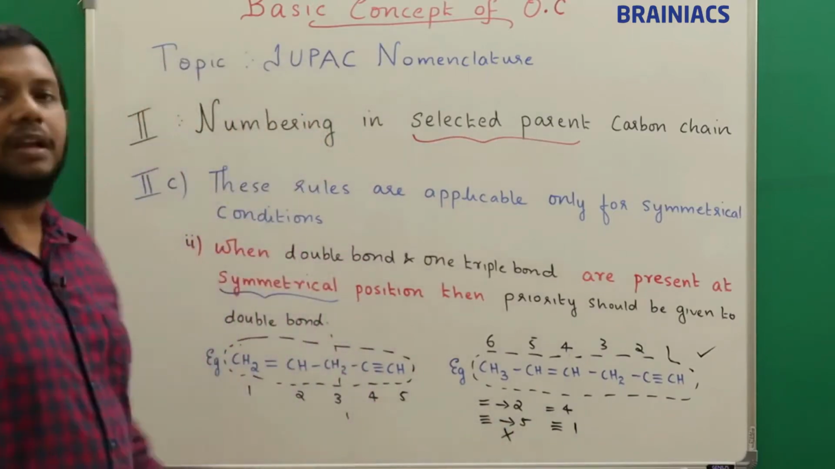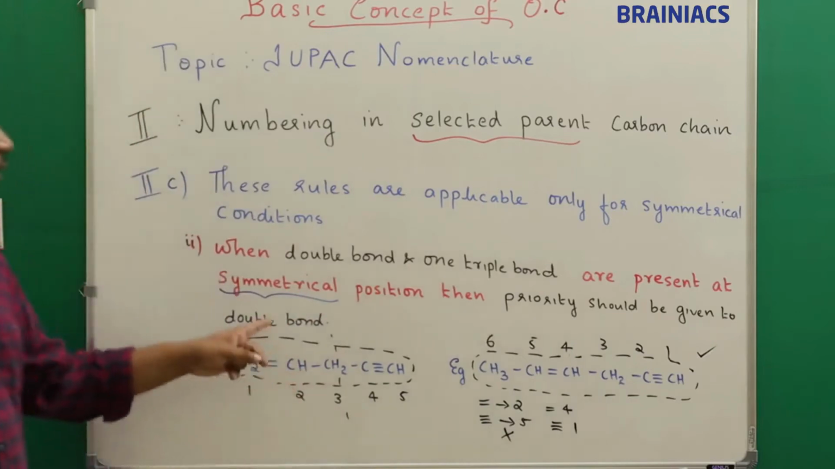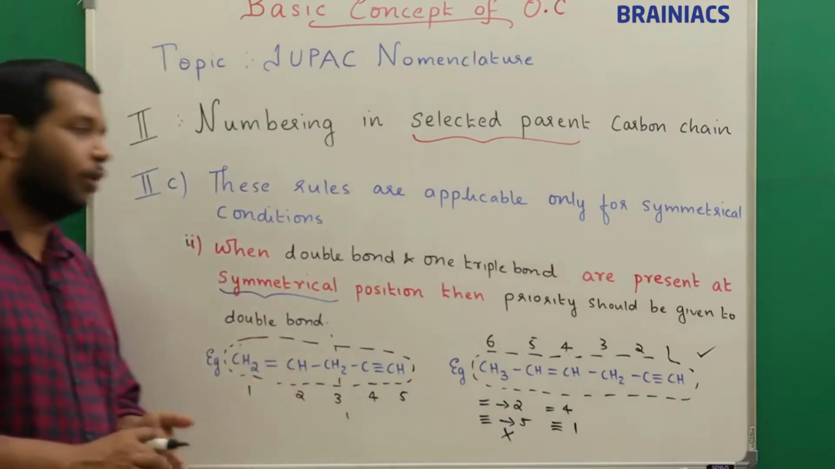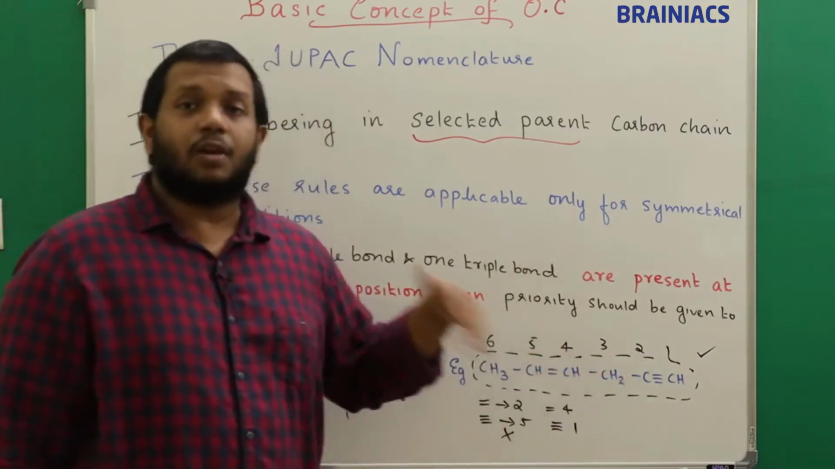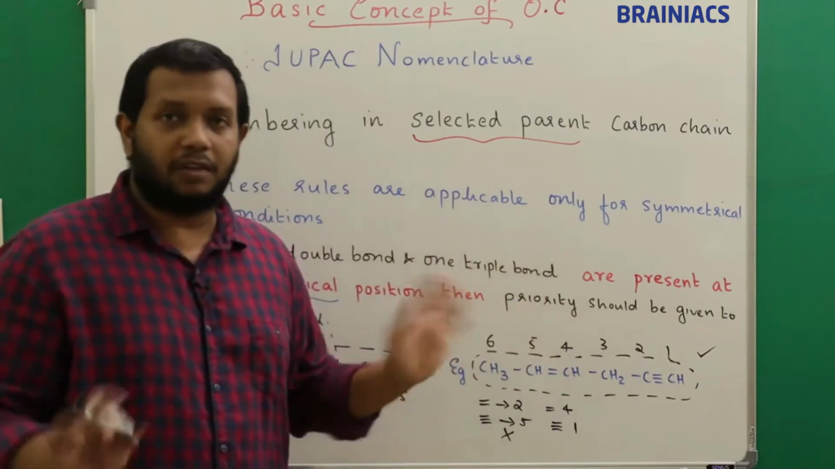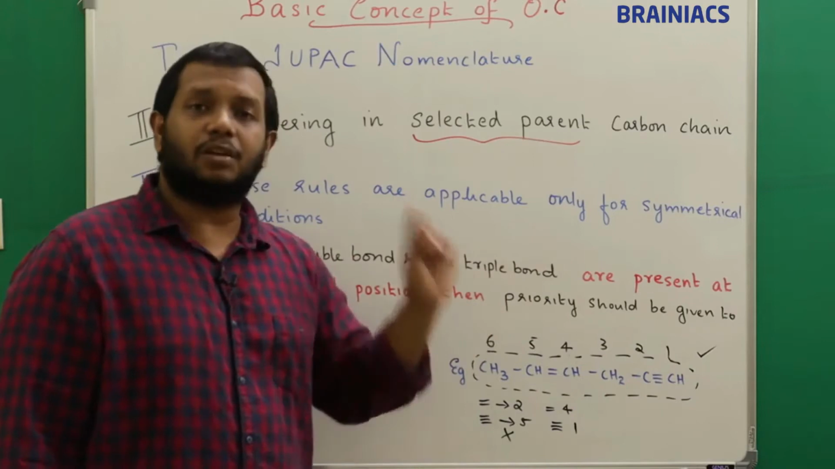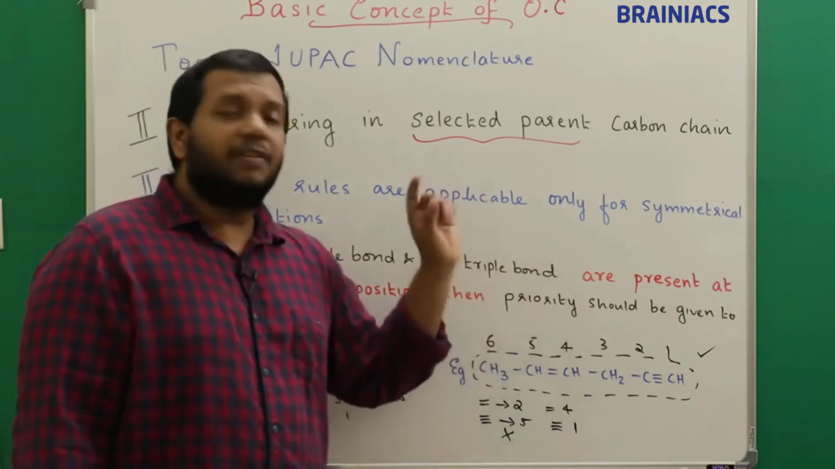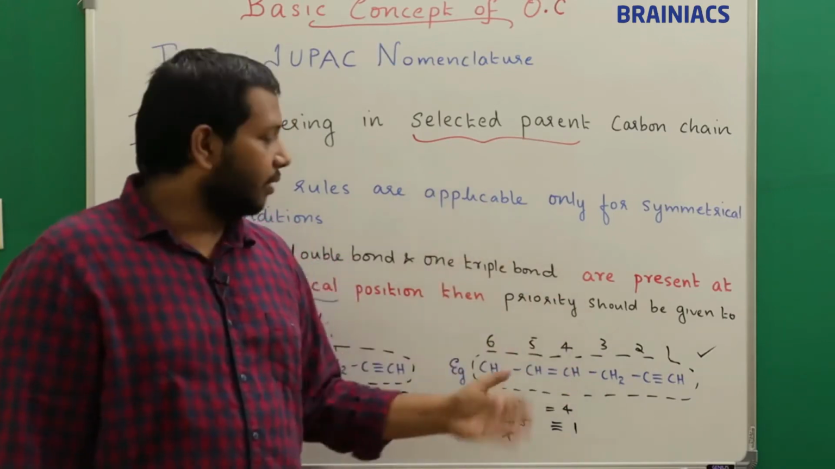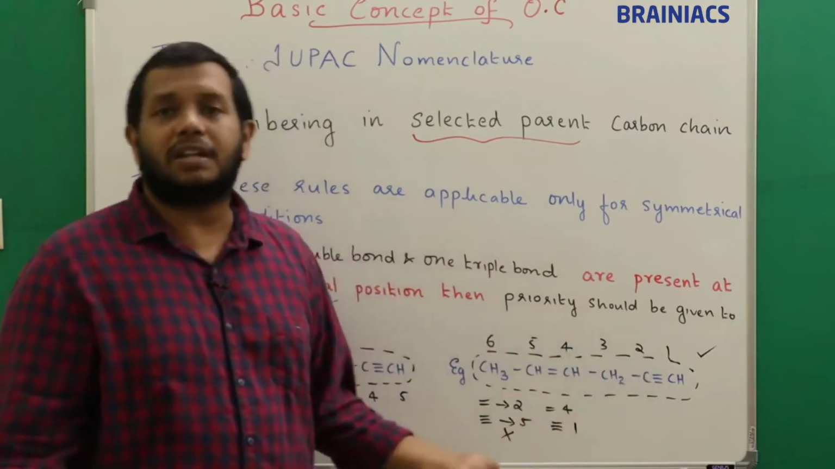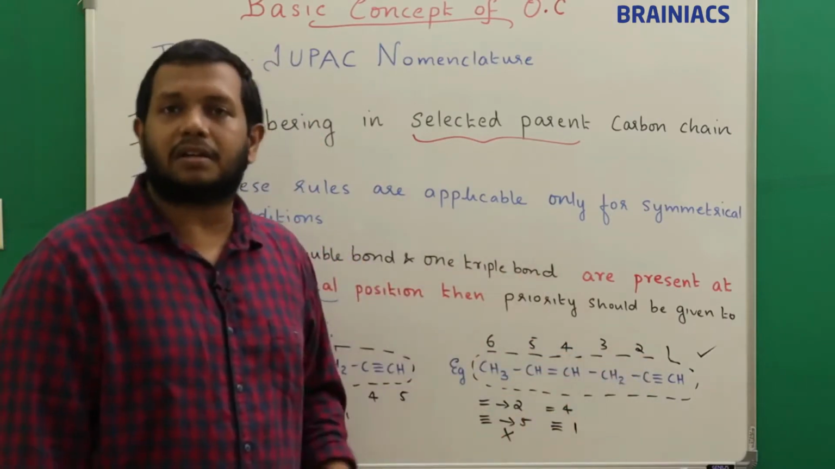That's why I am telling you, if it is a symmetrical condition, then only you give priority to the double bond. If it is not a symmetrical condition, it is not like you should give priority to the triple bond. It is not like that. You should try numbering in both ways and see in which path which multiple bond is getting the lowest number. Sometimes the double bond will be getting the lowest number. In that case, that will be correct.